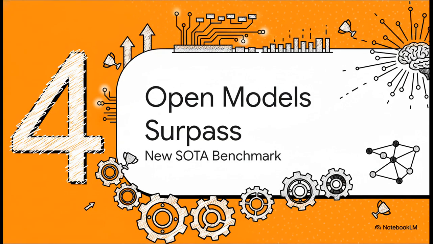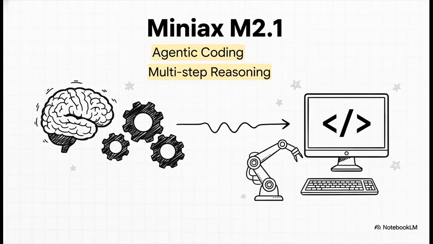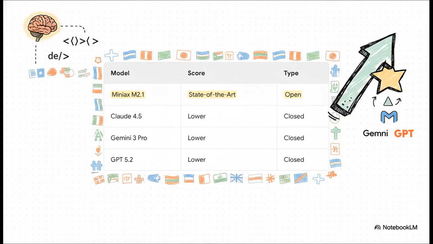And that brings us to what might be the most significant development of the week. We're seeing a fundamental shift in the AI landscape. 2 new open-source models were released that are now directly competing with, and in some cases surpassing, the top proprietary models. The first of these is MiniMax M2.1. Just take a look at these results. On the SWE bench, which is a notoriously difficult coding benchmark, MiniMax M2.1 now holds the state-of-the-art position. And as you can see, it's an open model, and it is outperforming some of the biggest closed models in the industry, including Claude, Gemini, and GPT.